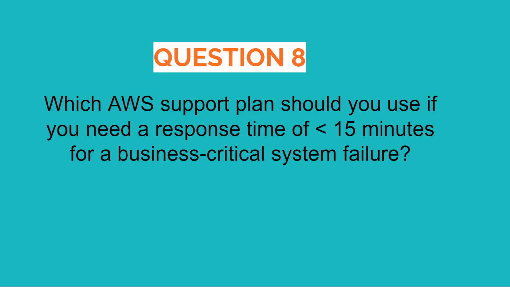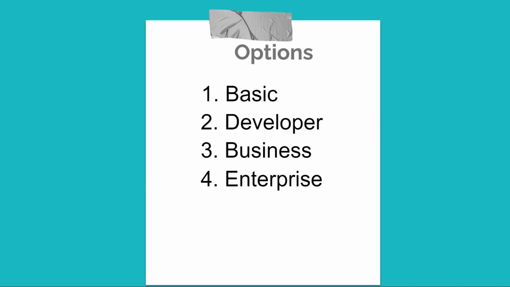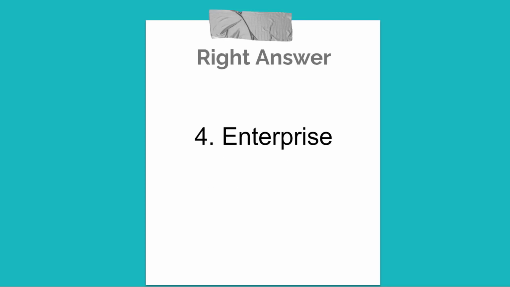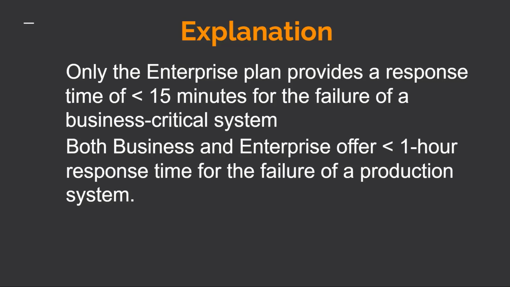Question. Which AWS support plan should you use if you need a response time of 15 minutes for a business-critical system failure? Option 1. Basic. 2. Developer. 3. Business. 4. Enterprise. Right answer is 4. Enterprise. Explanation. Only the Enterprise plan provides a response time of 15 minutes for the failure of a business-critical system. Both Business and Enterprise offer 1-hour response time for the failure of a production system.